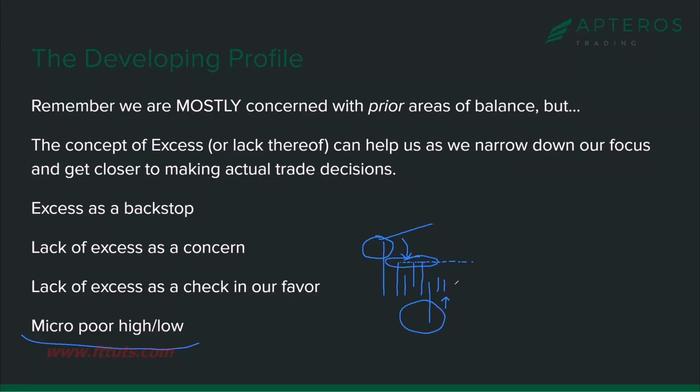And so if we're getting long, we're going to expect that the first thing to happen is that micro poor high to go and be taken out. We don't know what's going to happen after that point. Hopefully we have some higher time frame context, which is the real reason for getting long here. And then the micro poor high is just a first stop along the way where it would be nice to take some profits.